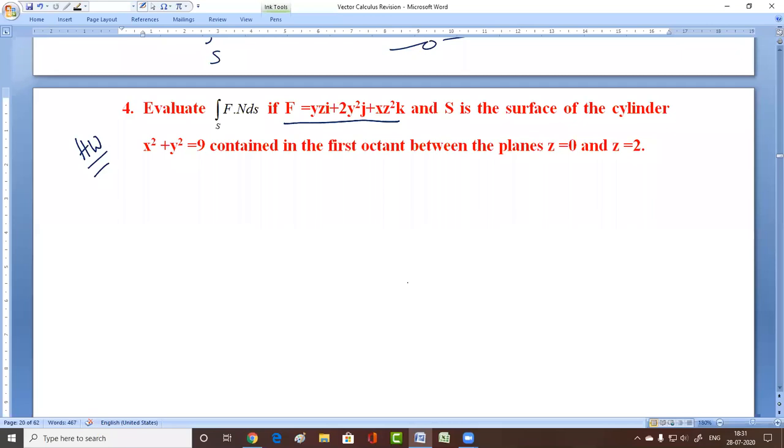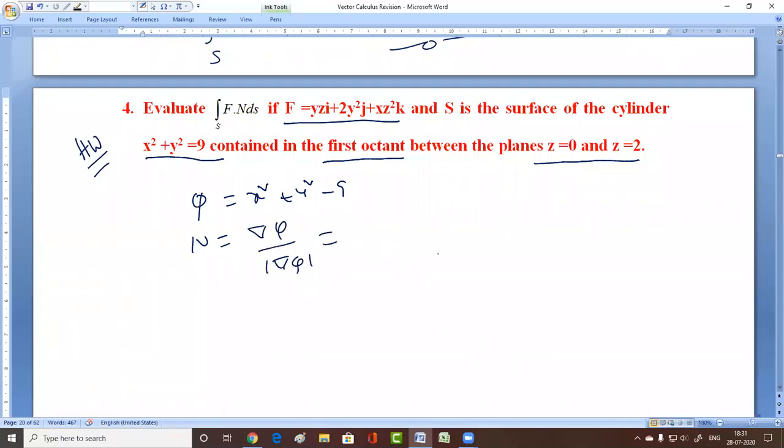x square plus y square equals 9. In the previous problem, x square plus y square equals 16 contained in the first octant between z equals 0 to z equals 2. Same problem, same procedure. So first find phi, x square plus y square, which is given. Then find n equals del phi by modulus of del phi. Now this is 2xi plus 2yj by 2 times square root of x square plus y square. That is already discussed: xi plus yj by 3.